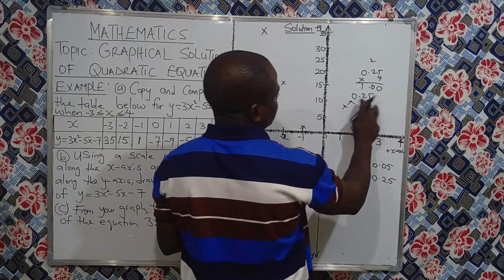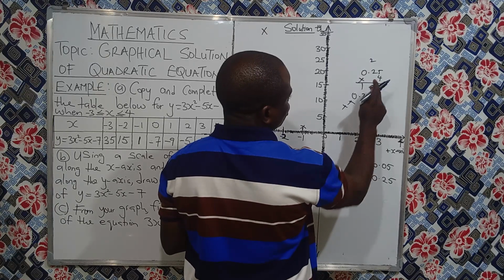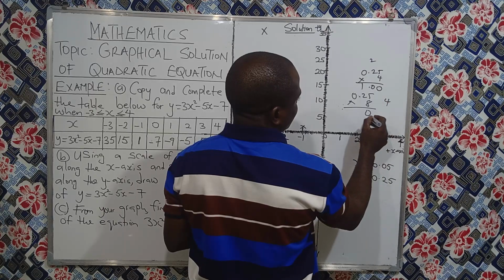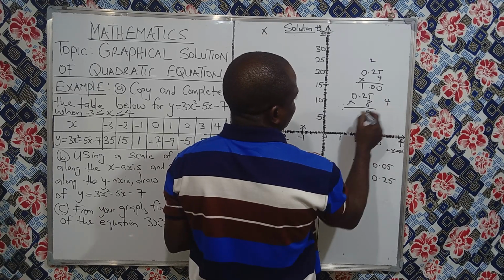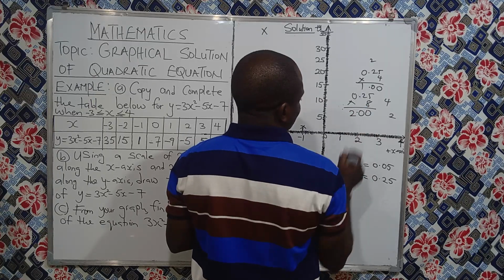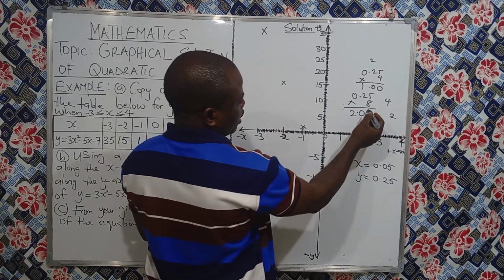No, let's say times 8, the double of this one. 8 times 5, 40, 0 carry 4. 8 times 2, 16, plus 4, 20, 0 carry 2. 8 times 0, 0, that's 2. How many boxes now? 8 boxes.